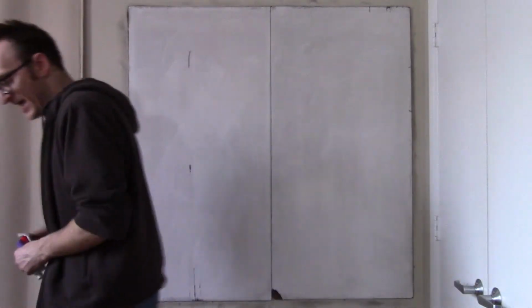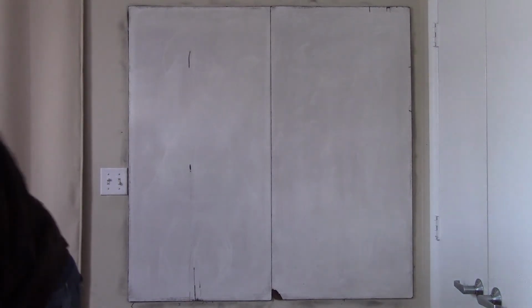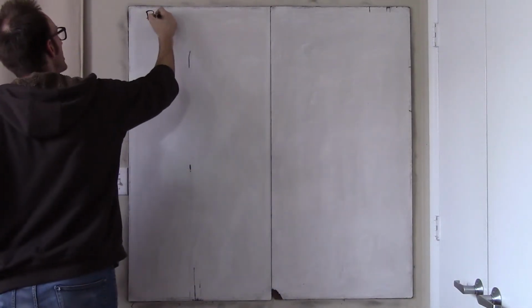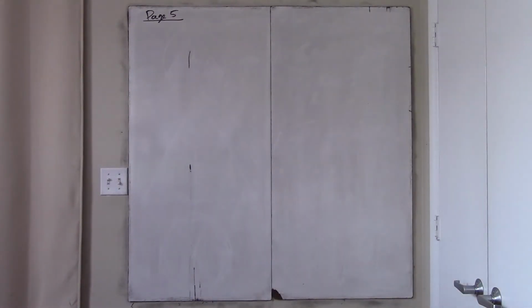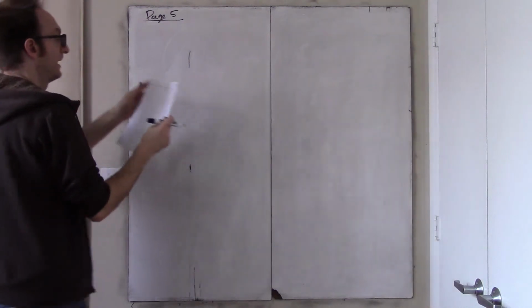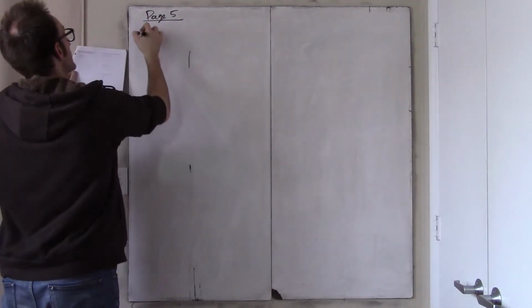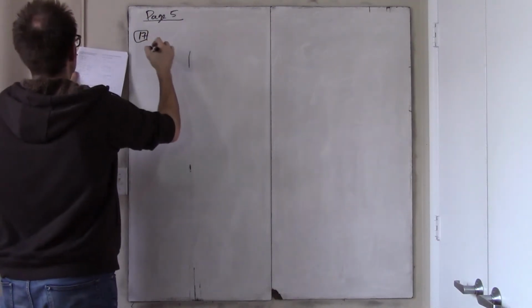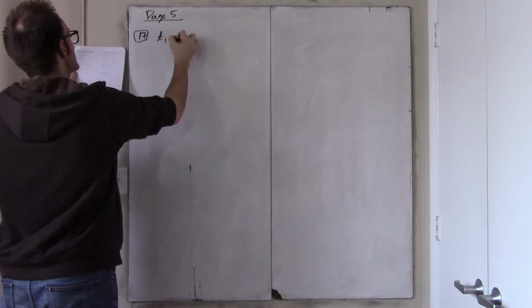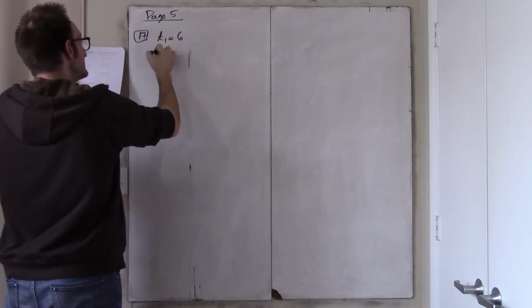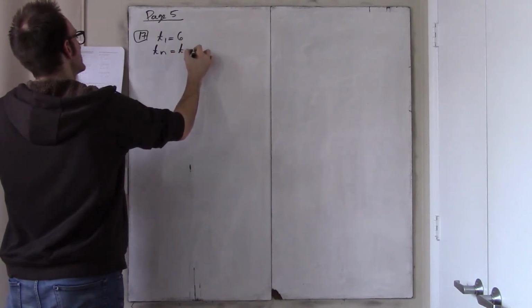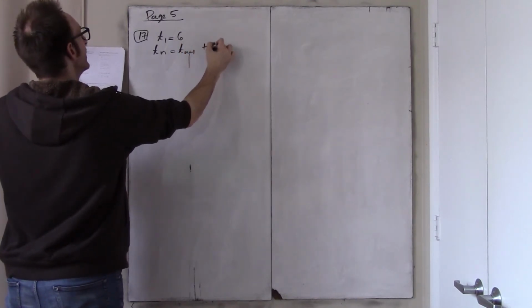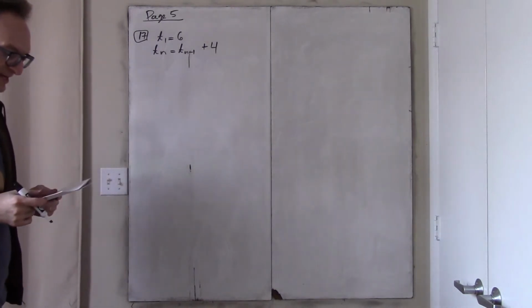Alright, page 5. Page 5 is just a whole bunch of little problems about various recursive sequences. Okay, let's go. Maybe this was a little bit overkill, I don't know, let's do it. Number 17. They tell me that the first term is 6, and they tell me that the nth term is the previous term plus 4.